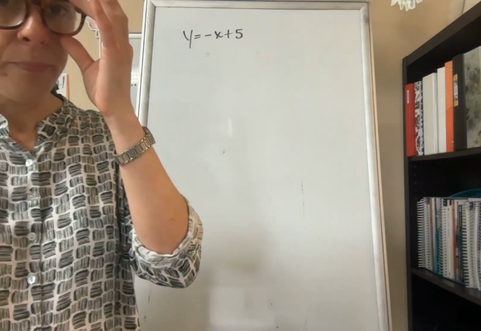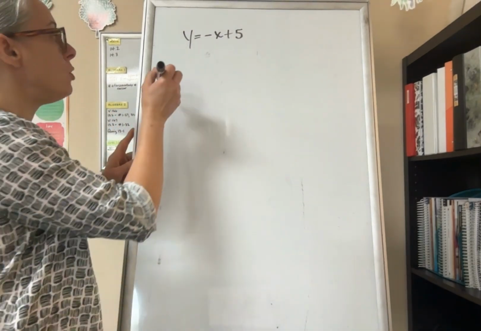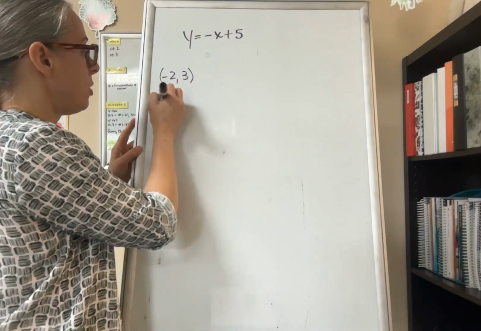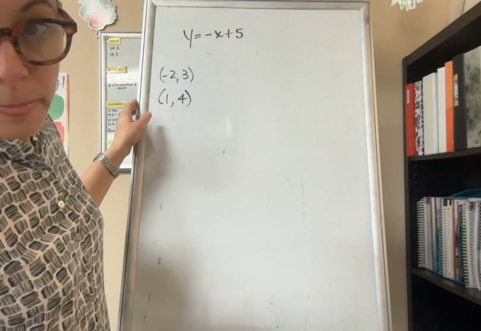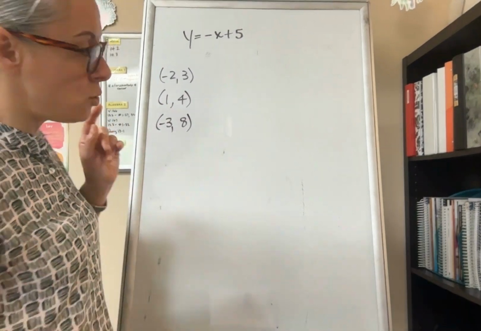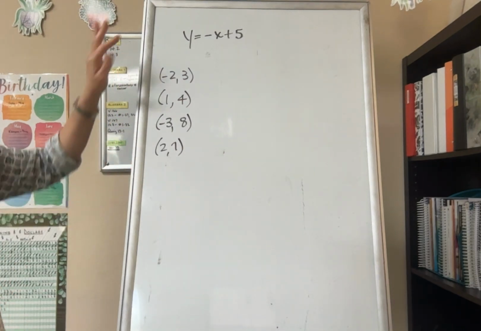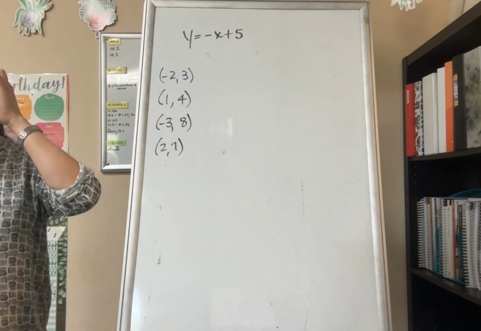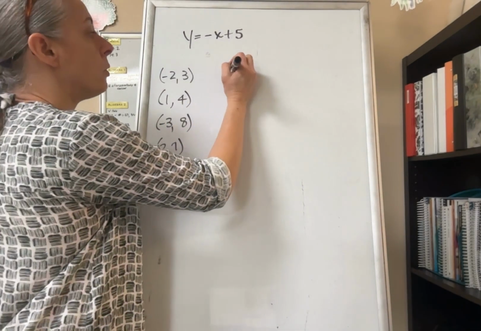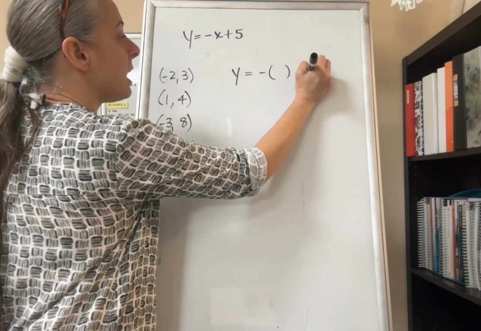There's input and output. If I give you this equation, y equals -x plus 5, and then I give you these different ordered pairs, (-2, 3), (1, 4), (-3, 8), and (2, 7). How are we going to figure out which ones of these would work in this equation? Well, here's what we're going to do. We're going to write our function rule, negative input plus 5.